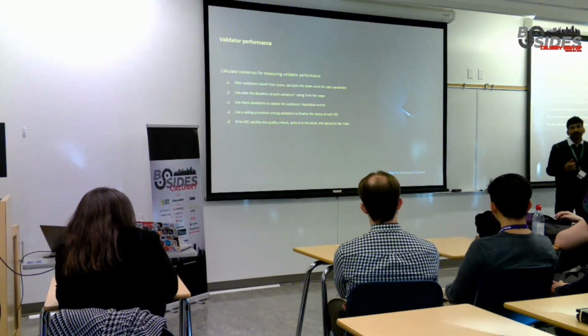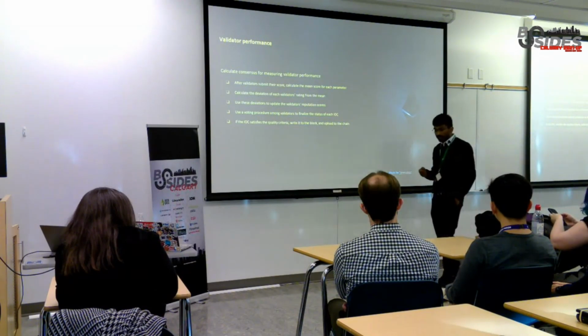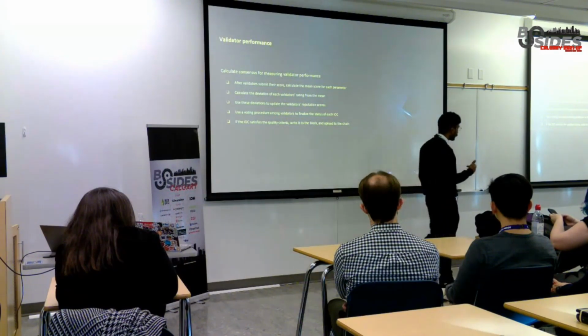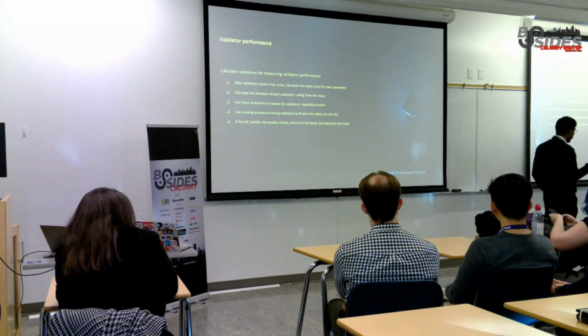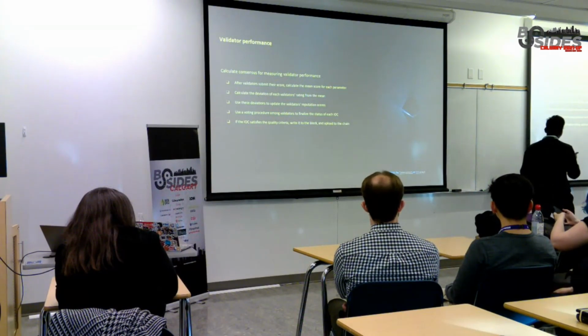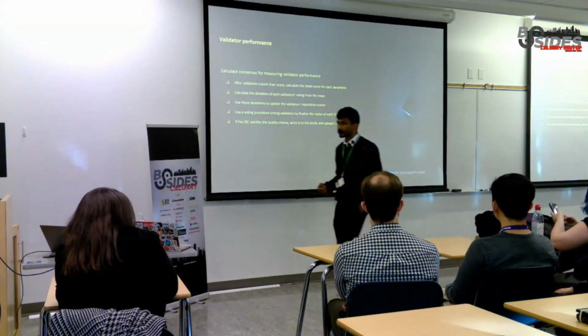Now, I have 10 validators, and I know that out of those 10 validators, 6 have a high reputation. Those 6 validators are going to be the final decision makers on whether this IOC is going to be accepted. If it satisfies the quality criteria, write it to a block and update the chain.